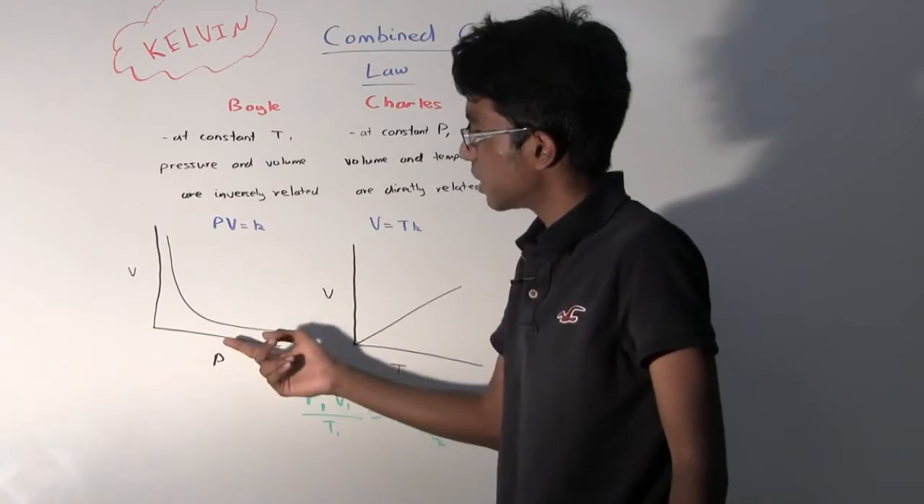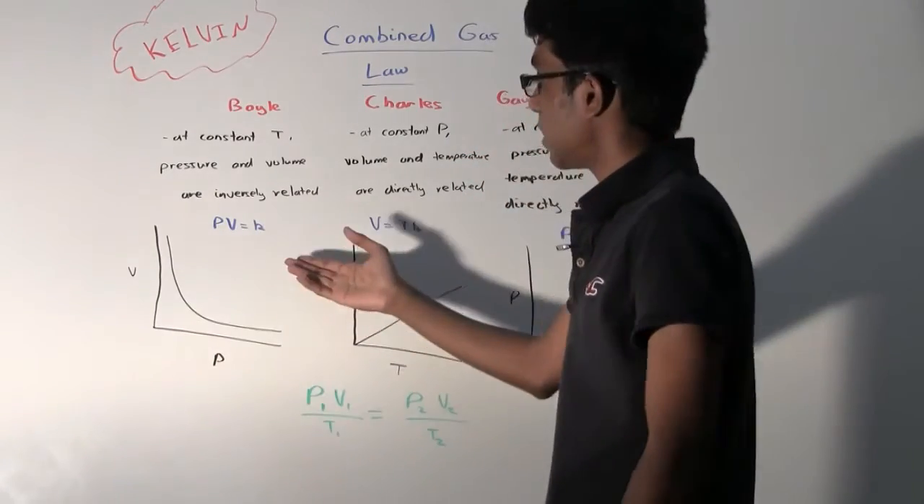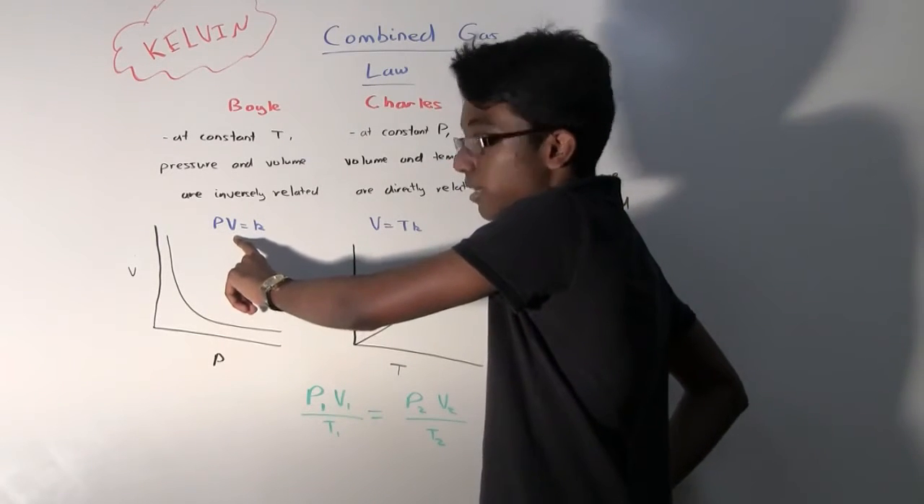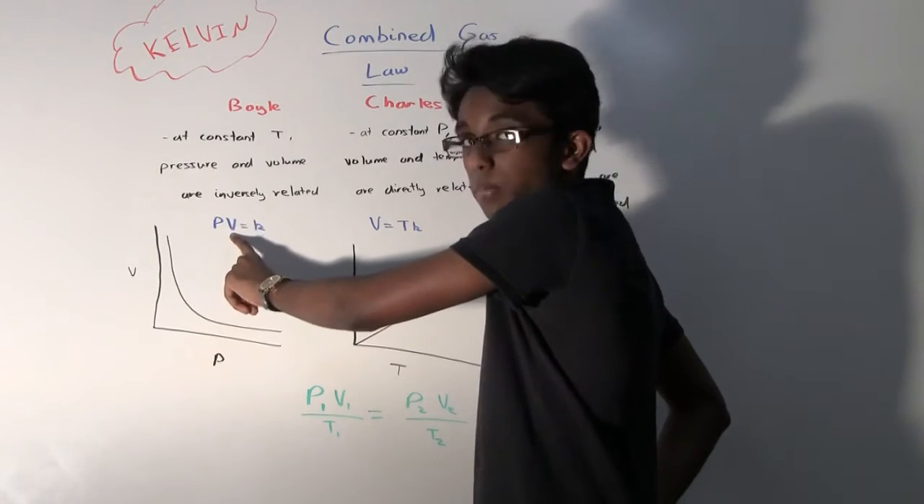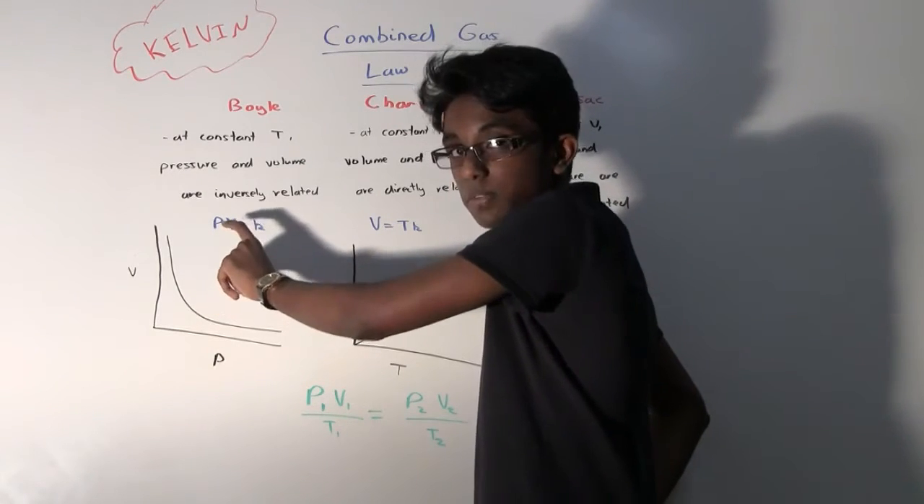And then if you decrease the pressure of a gas, the volume is going to increase. Mathematically, you can think of it: if you have a big number for pressure, then the volume has to be small. If you have a big number for volume, the number for pressure should be small.